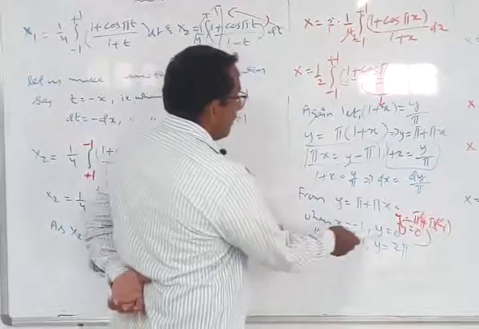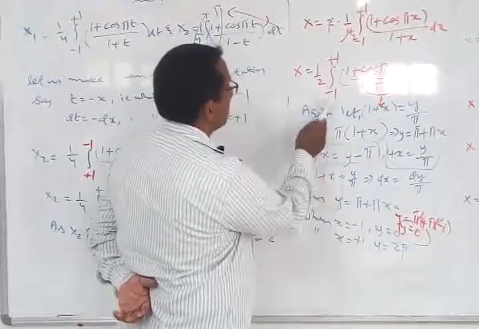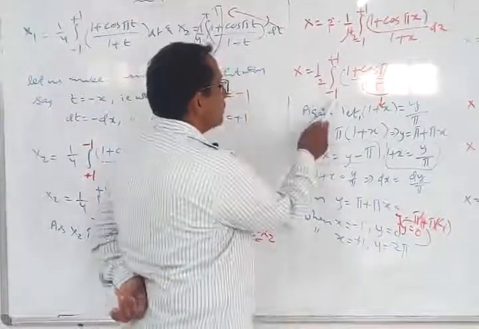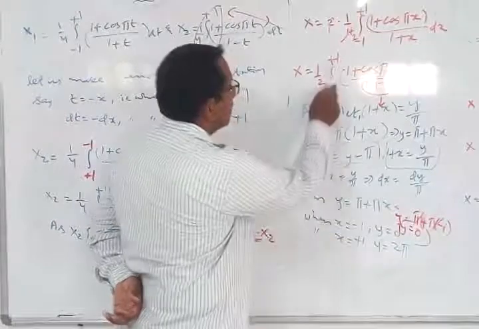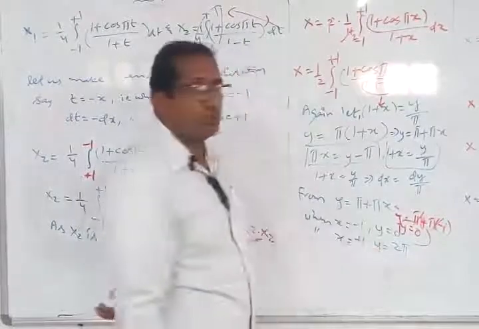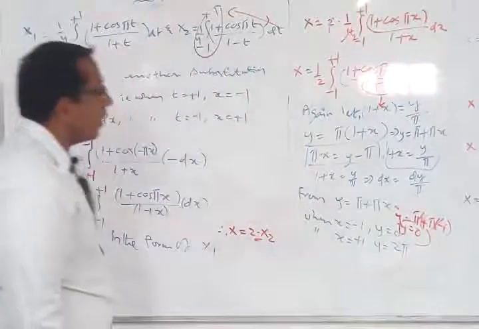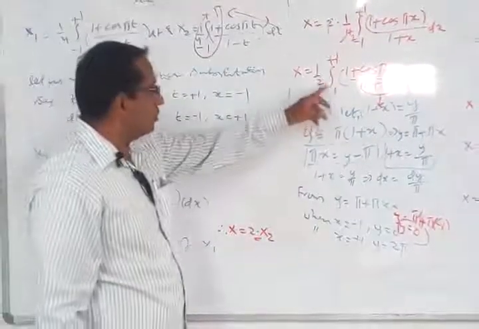For y is equal to 0, for x is equal to minus 1. For x is equal to minus 1, just now we got y is equal to 0. So we substitute here 0. When x is equal to plus 1, y is going to have a value of 2 pi. So therefore we have to take the limits as y is going to extend between 0 to 2 pi.